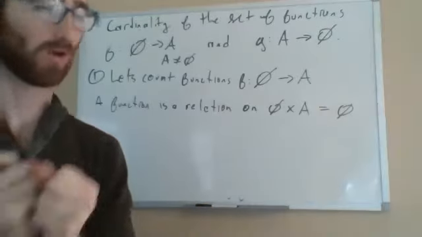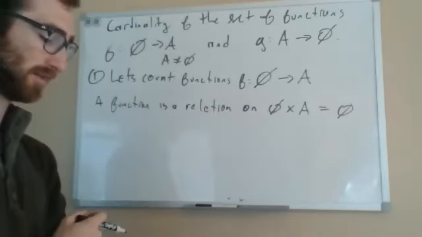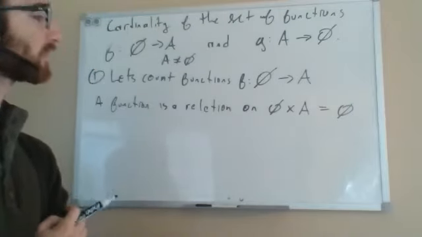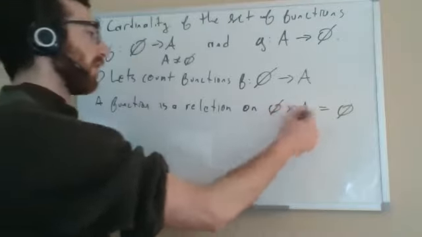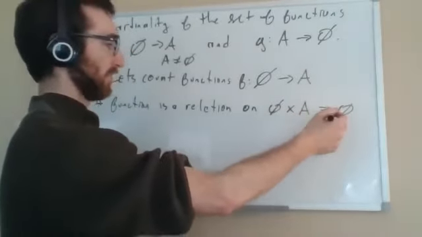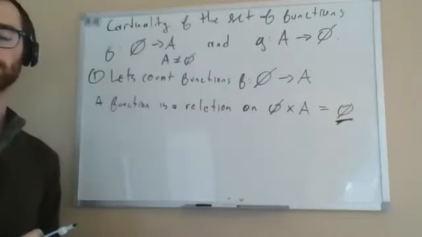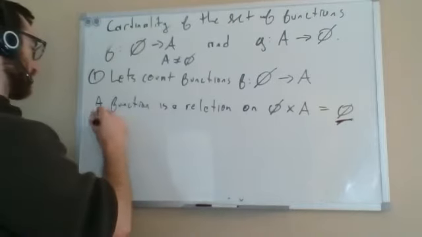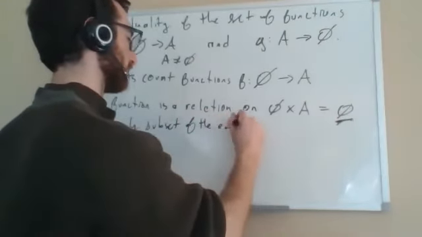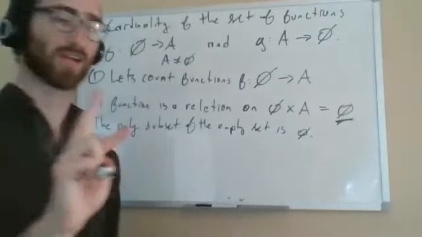So you're not wrong. And this question is kind of mean because this is a weird side case, but we did discuss it. So a function's relation on here is the same thing as a subset of the cross product. So what are the possible subsets of the empty set? The only subset of the empty set is the empty set.